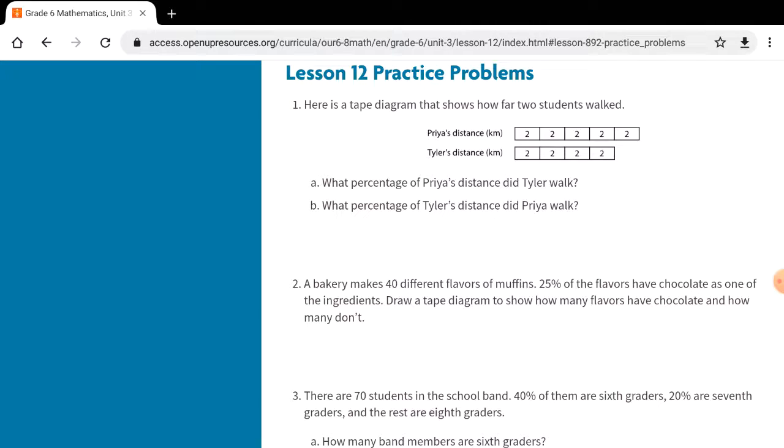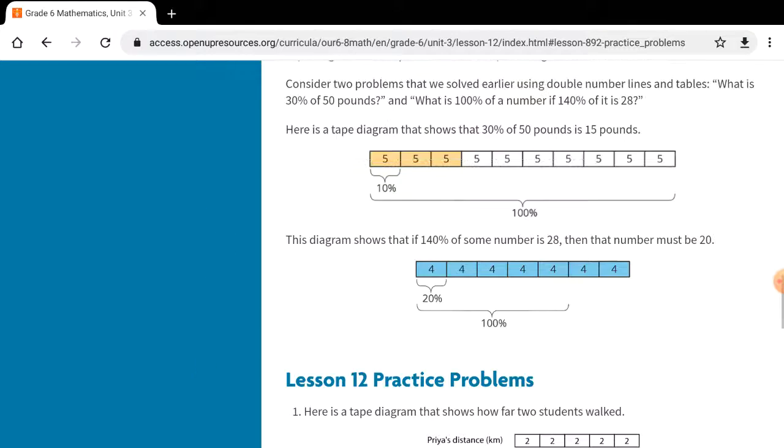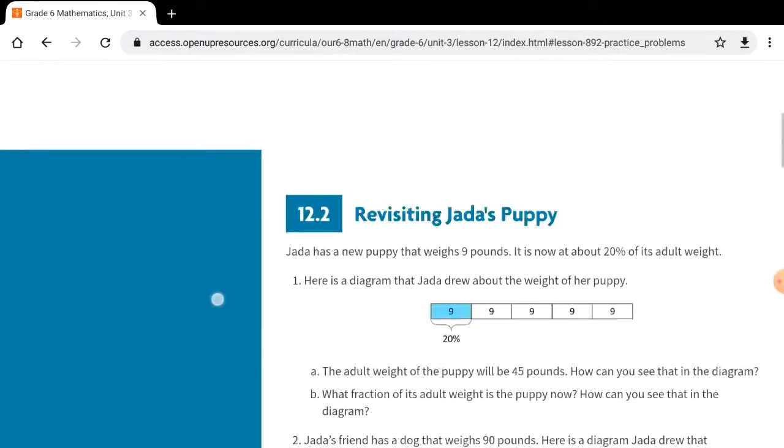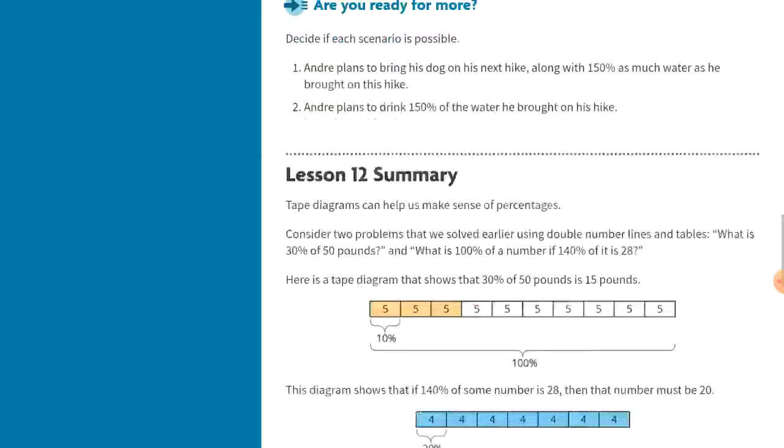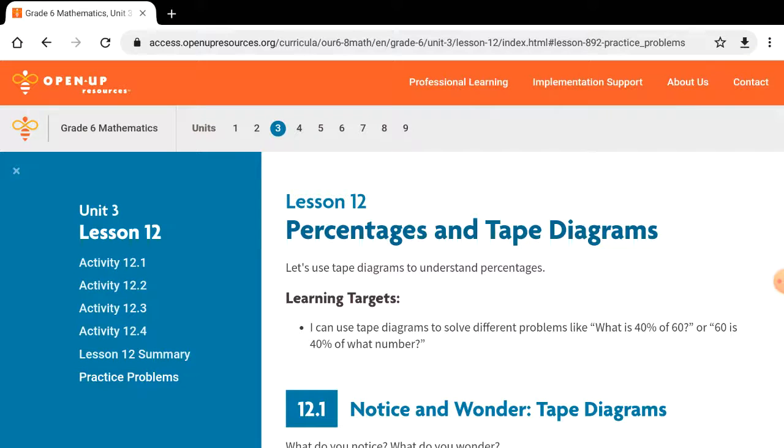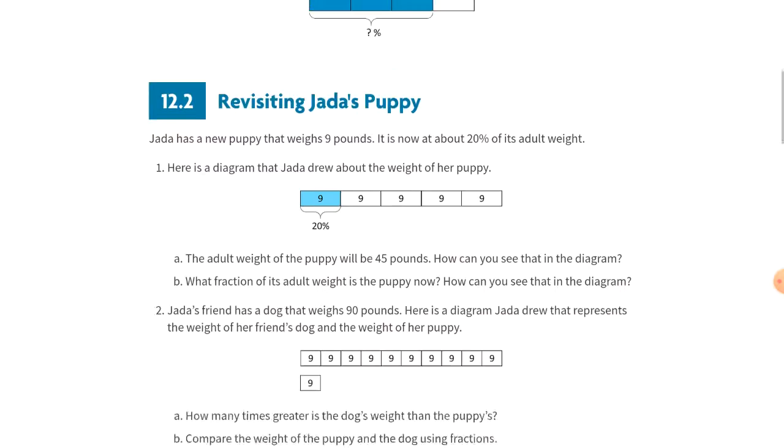So on number 1, let me exit out of this at the top. Hold on. Let me get rid of that to make my screen bigger. I got to go all the way back down.